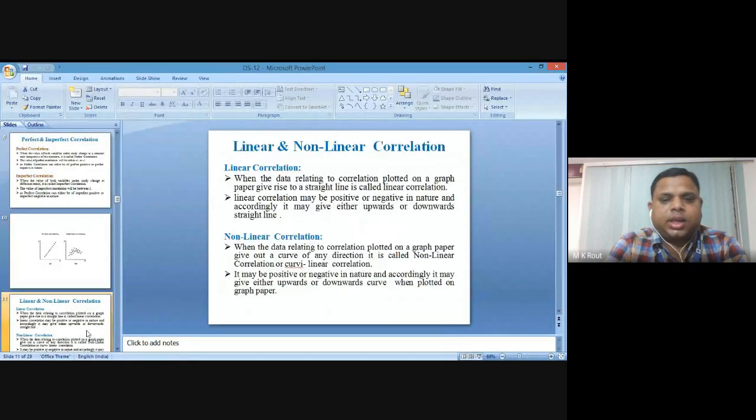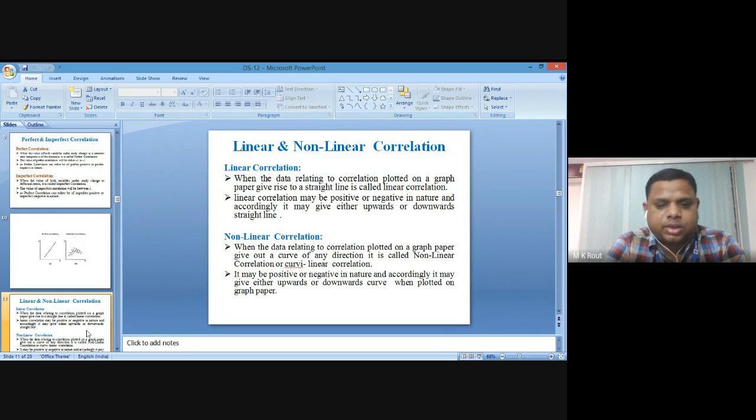The last one is linear and non-linear correlation. If you go to the definition of linear correlation, when the data relating to correlation is plotted on a graph paper, it gives rise to a straight line. So whenever you go for a linear diagram of correlation, it should be a straight line. In case of linear correlation, it may be positive or negative in nature, and accordingly it gives either upward or downward straight lines. But in case of non-linear correlation, these are represented in the form of a curve, or curvilinear correlation.